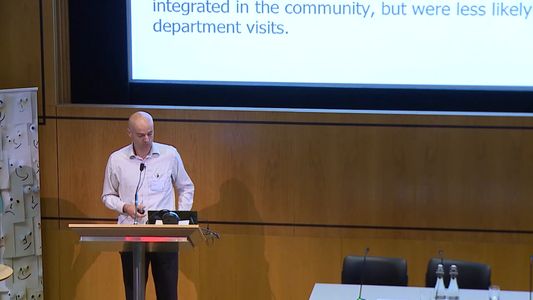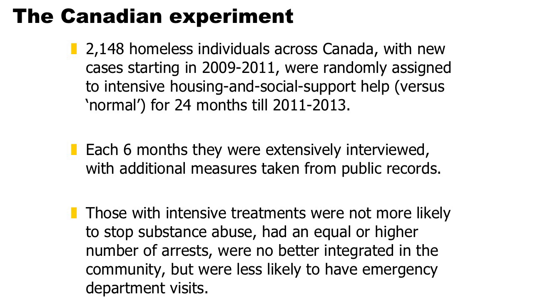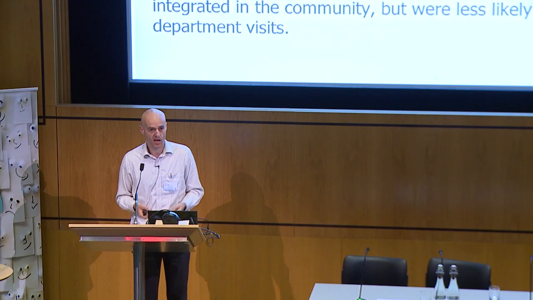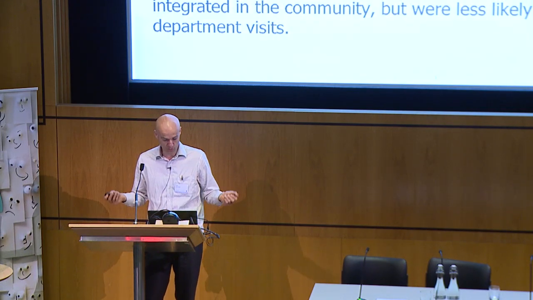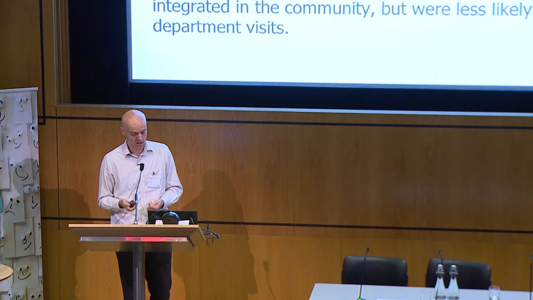Now, what is the Canadian experiment that they base their key numbers on? We're looking at 2,150 homeless individuals across Canada, and new cases were starting in 2009 to 2011. These people were followed 2 years, so the whole study is from 2009 to 2013. Now, every 6 months, these people were extensively interviewed, and nurses were brought in, all kinds of medical measurements were taken, but they also went to a lot of effort to measure the other costs you might think are associated with homelessness. In particular, hospitalization, criminal endeavors and drug use. Right? Those are the three big ones from a public sector perspective.